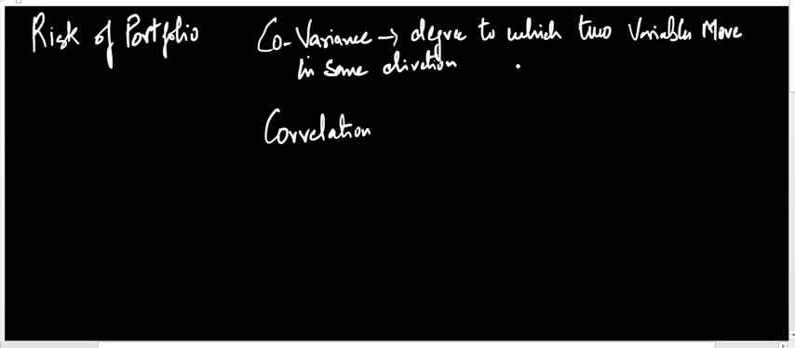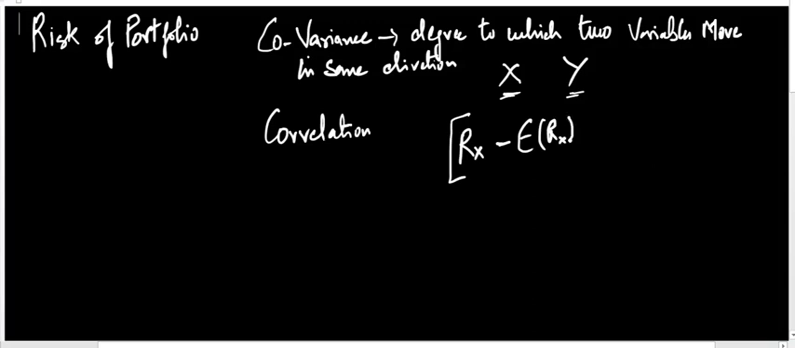Now say for example, I'm giving the returns on security X and the returns on security Y. So I want to see what is the degree to which the returns on these two securities move in the same direction, for which I will calculate the covariance, which will be given as the returns on security X minus the expected return on security X multiplied by the return on security Y minus the expected return on security Y.